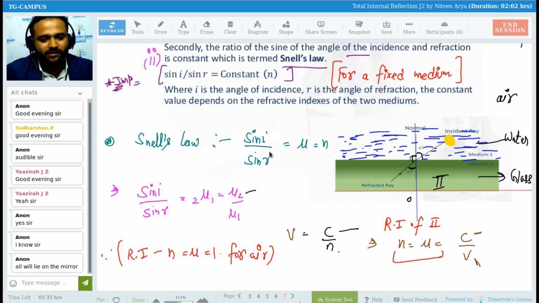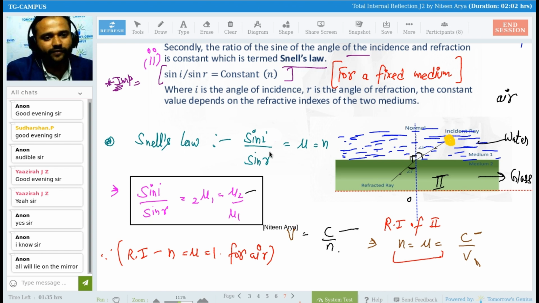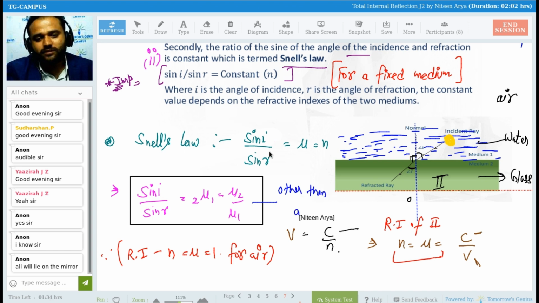So whenever we are doing this, in this case, sin i by sin r equals mu 2 by mu 1, that is the meaning when the first medium is not air. You can say there are two different media, other than air or vacuum.